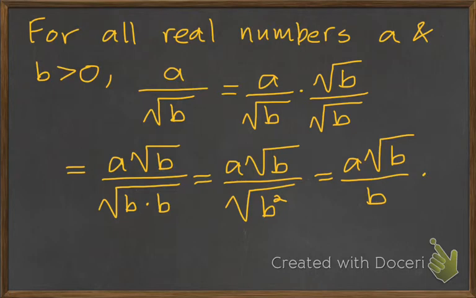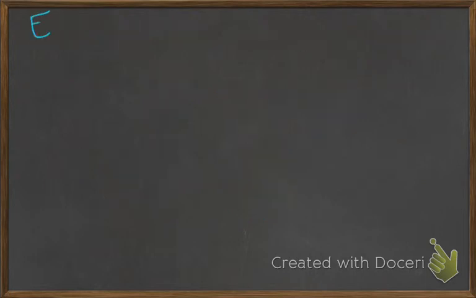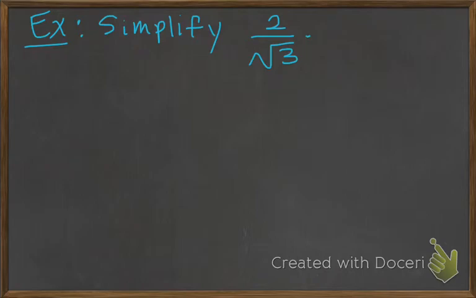So that's the algebra, kind of complicated. Let's see how we use this in an actual example. So our example is simplify 2 over the square root of 3.